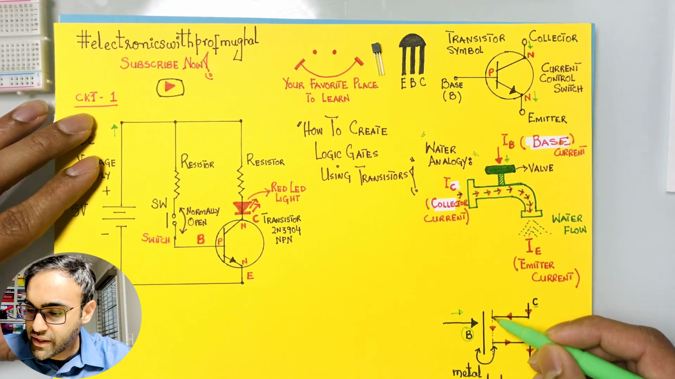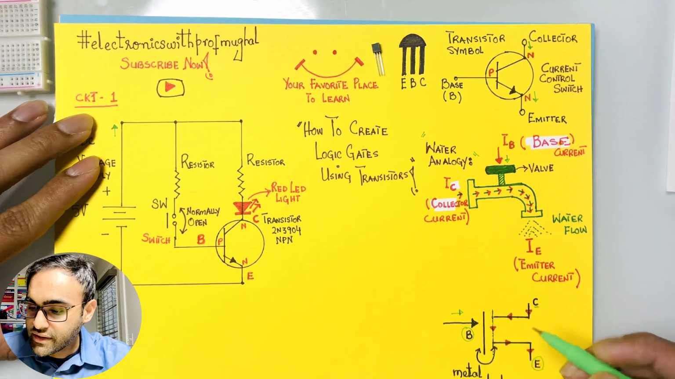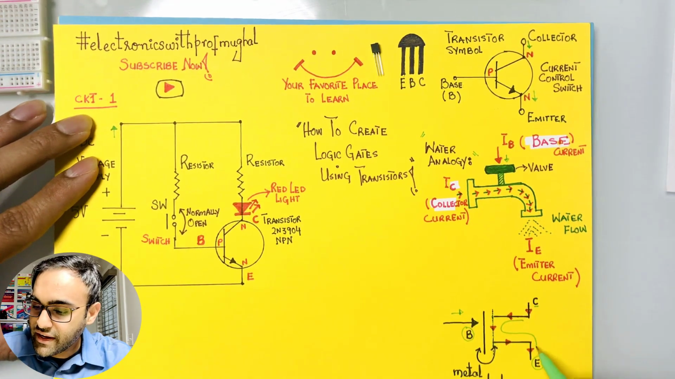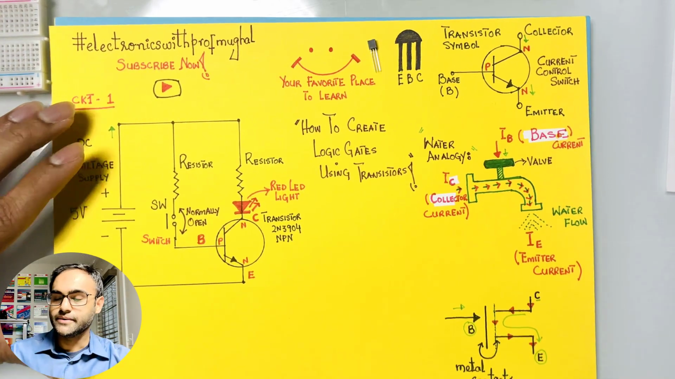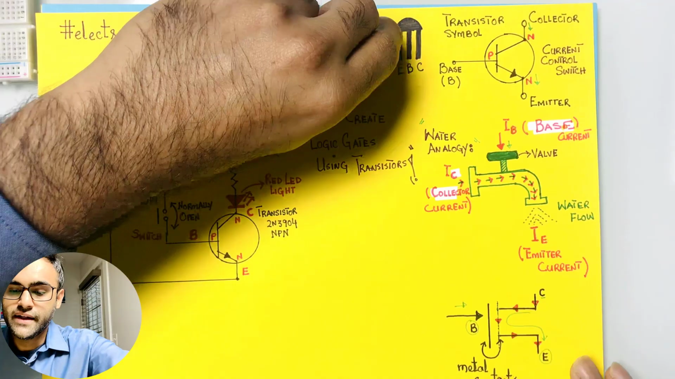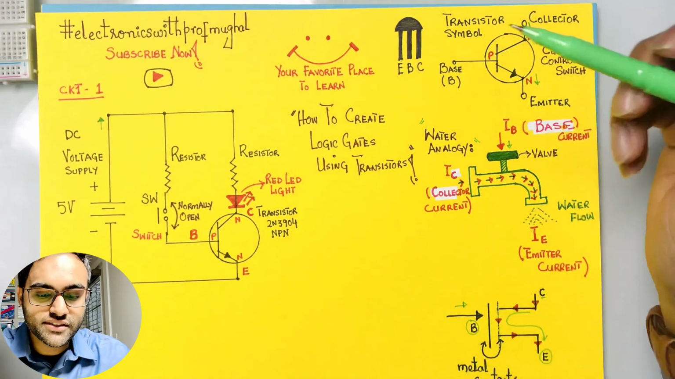And once this makes contact right here, the current is going to flow in this direction, and then at the emitter you get the current. Okay, so that's the basic functioning of a transistor as a switch. Now let's move on to circuit 1.